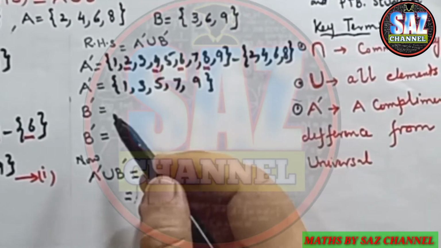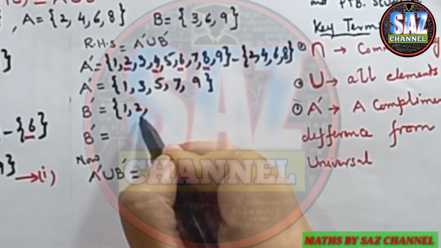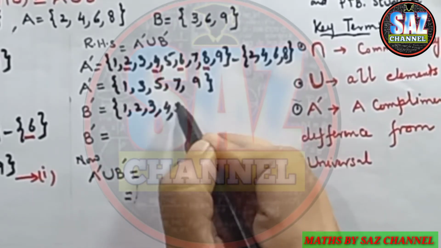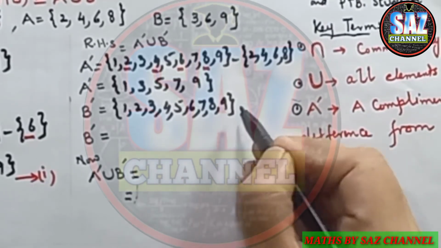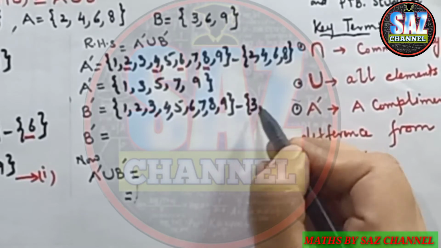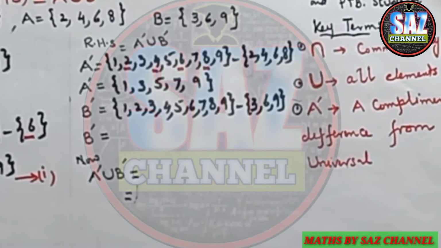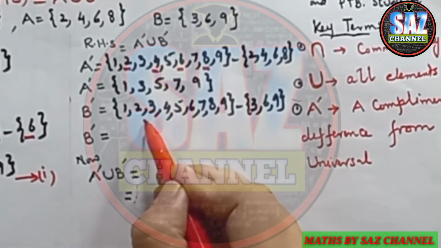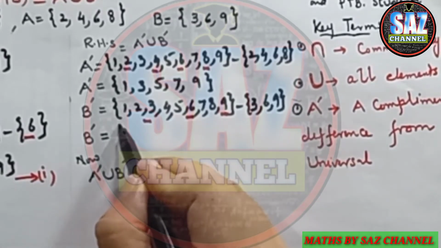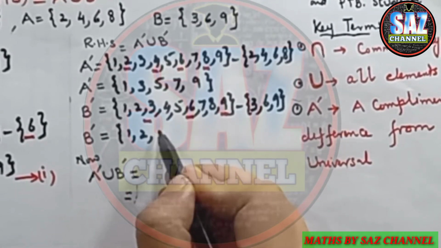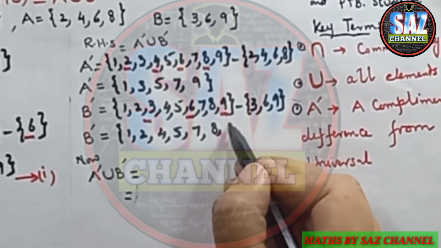And now coming to B complement. B complement, again I have to write the universal 1, 2, 3, 4, 5, 6, 7, 8 and 9 minus B, that is 3, 6 and 9. Now the answer of B complement will not hold 3, 6 and 9. So the answer of B complement will be 1, 2, 4, 5, 7, 8 and 9.